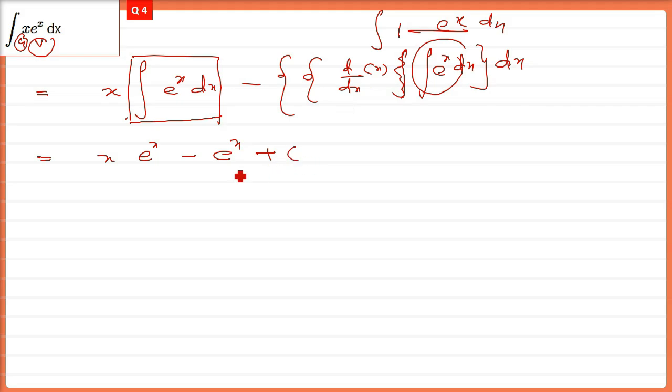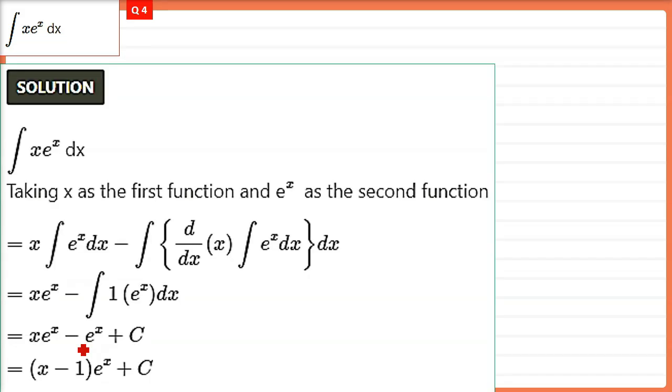So x e raised to x, and d by dx of x is 1. 1 into e raised to x will be e raised to x. So e raised to x you can take common, x minus 1 will remain inside plus constant of integration, and that's your final result. So this is how it has to be done. Always, most of the time, take e raised to x as the second function. That's how it will go.